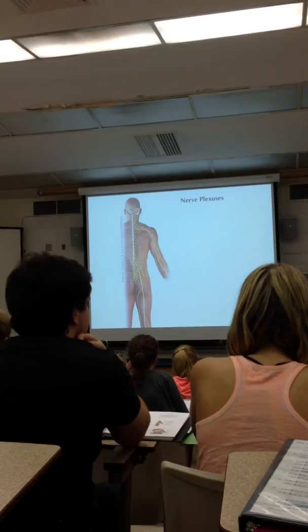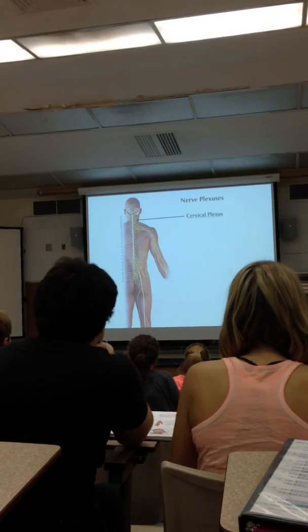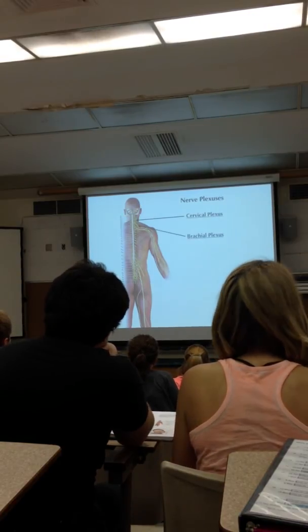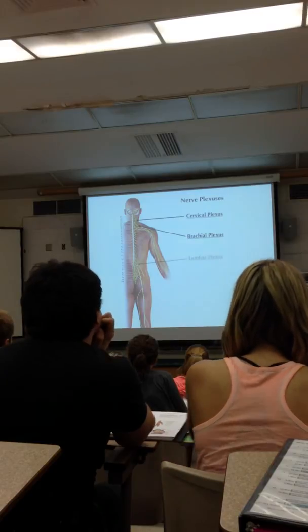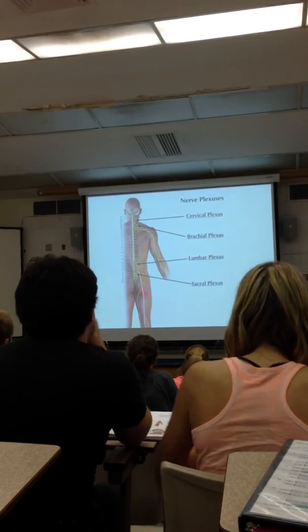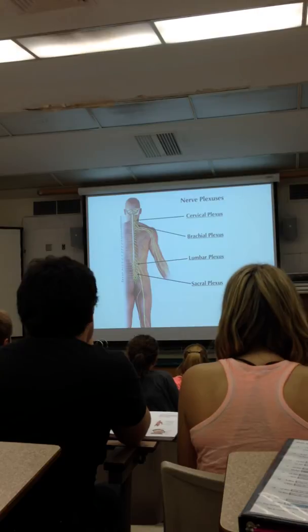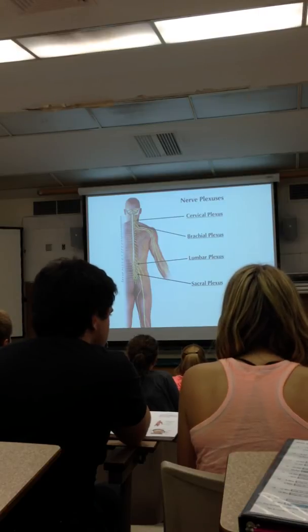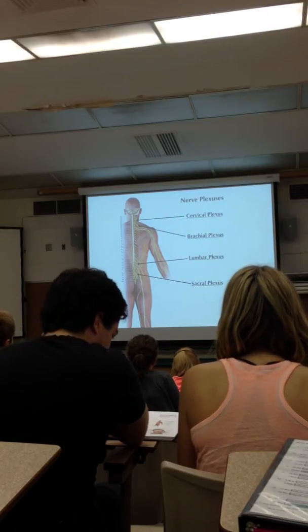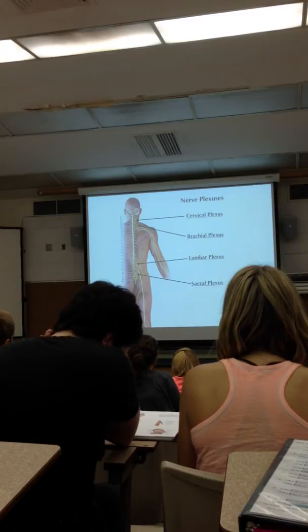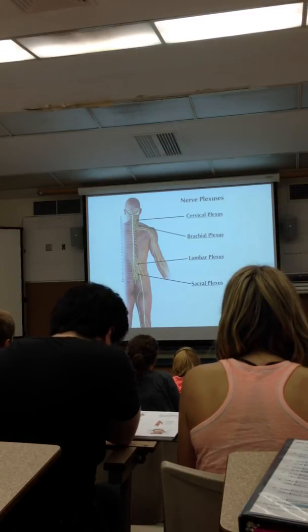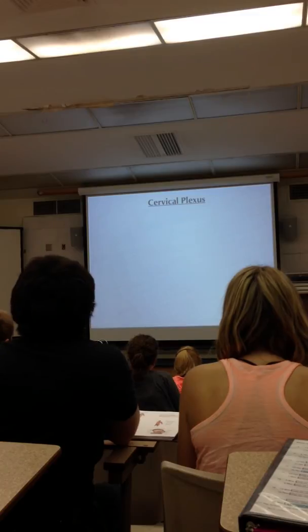So these are the plexuses here. That would be the cervical plexus. The brachial is going to go to the arm. The lumbar and sacral plexus are going down to the lower extremity. And I'm going to walk you through each one of these, what you need to know for each one. Are we okay with this? Cervical plexus.